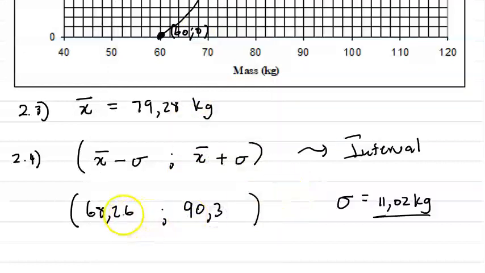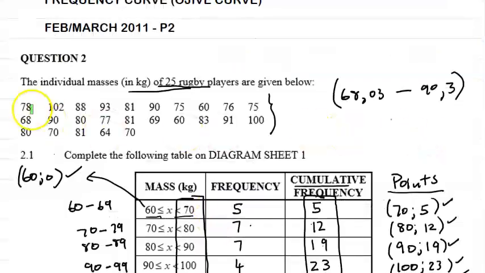So therefore, if they say lies within 1 standard deviation of the mean, we have to count all the values that lie between 68.26 and 90.3. So let's count. 78 is one of them, 88, 81, 90, 75, 76, 75.